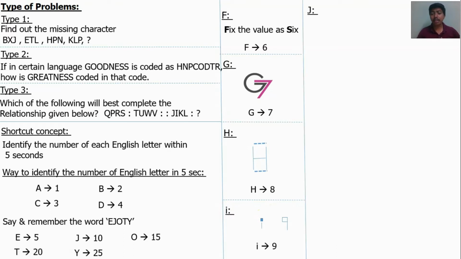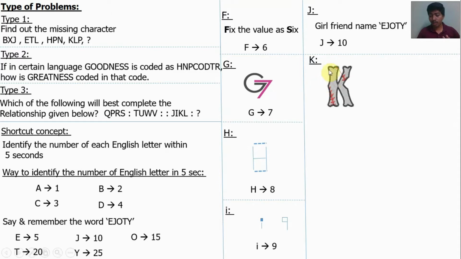Then J. Here the girlfriend name is Ijoti, a multiple of 5. E is in 5th position. J is in 10th position. Then K. The shape of K is like 11, so K is in 11th position. Then L. L means 12. Just remember this, L means 12.